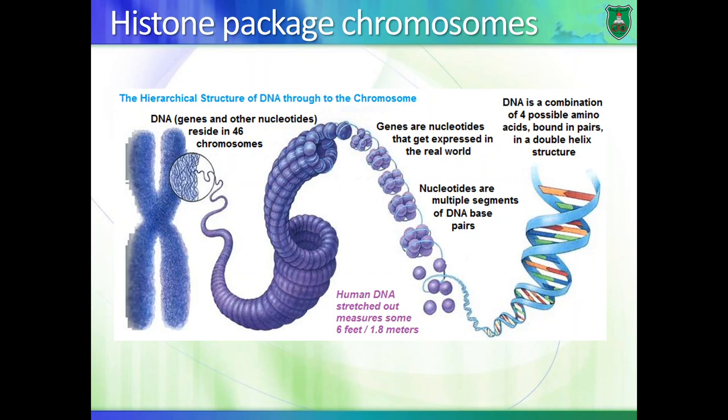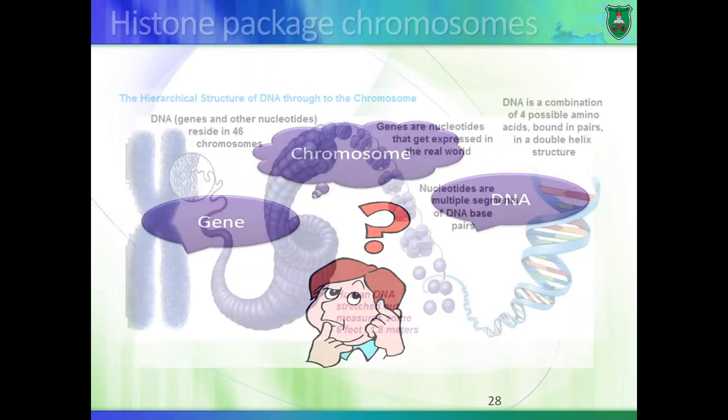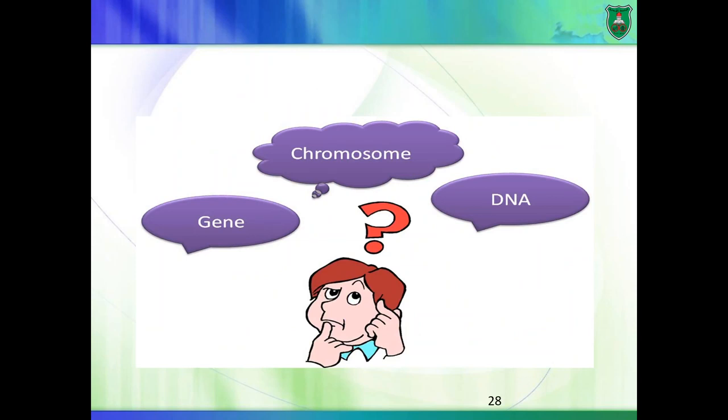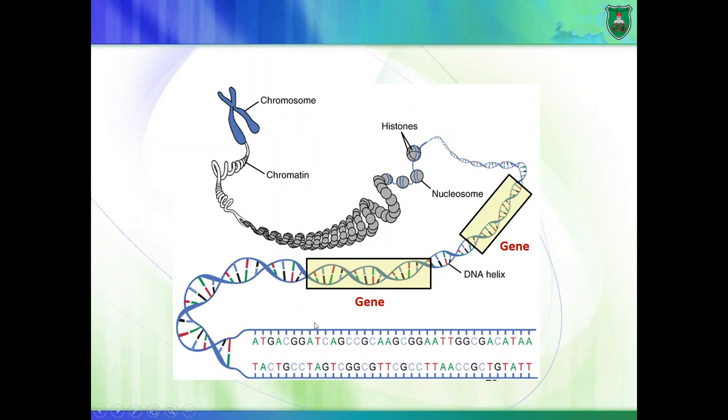So there are a number of terms that you need to know. Many students ask me what the difference is between DNA, chromosome, gene, and chromatin. Well, as I said, chromatin is basically the combination of DNA and proteins. DNA is this structure right here. It's just a strand of DNA composed of nucleotides.